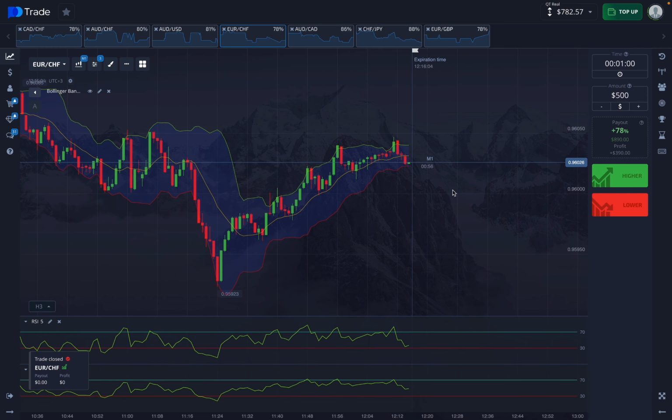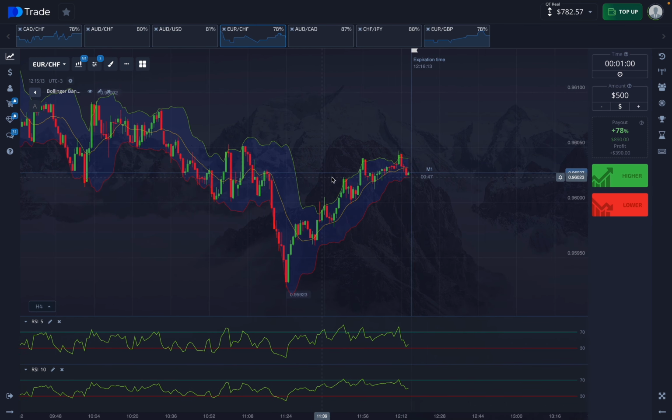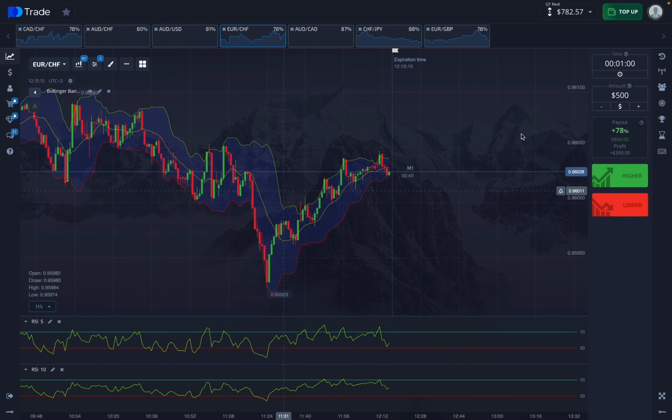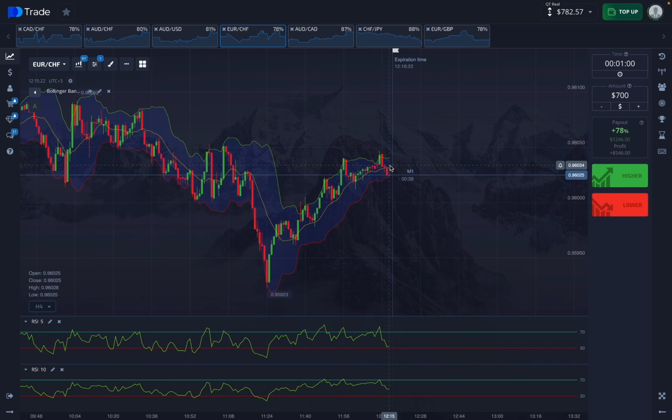I think so. Our deal closed in the red. Well, that's what we expected. We had a not quite correct entry point here. Let's put 700 and continue our trading here. The deal probably should have been opened a little later.